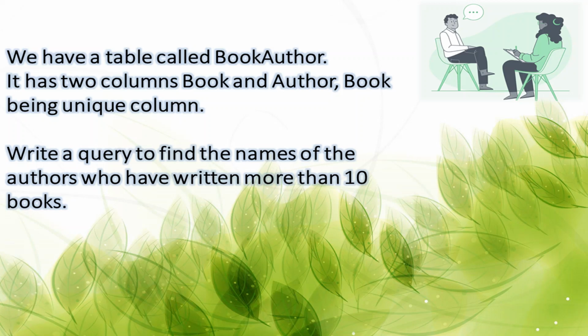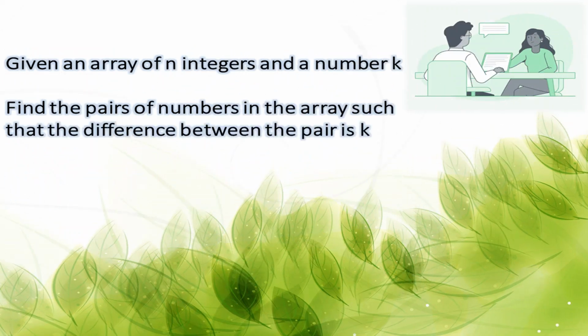So, a question related to logic. Let's say I have an array of integers, and in the input I'm also given a number. Let's say that number is 5. I have to find a pair of numbers from this array whose difference is going to be 5. I don't need to find all the pairs from the array. I just need to find a single pair.